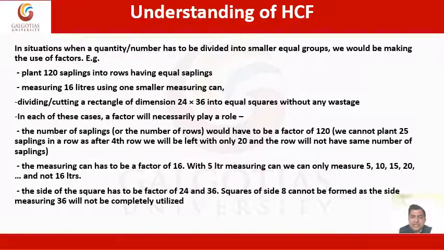Can I make 25 saplings every row? No, because 25 saplings in 4 rows will come to 100 saplings. After that, for the 5th row, only 20 saplings are left. So all the rows won't have an equal number of saplings. Can I make 7 saplings in each row? No, because there will be 17 rows with 7 saplings and 1 extra sapling will be left. So the condition that every row should have equal saplings will get nullified.